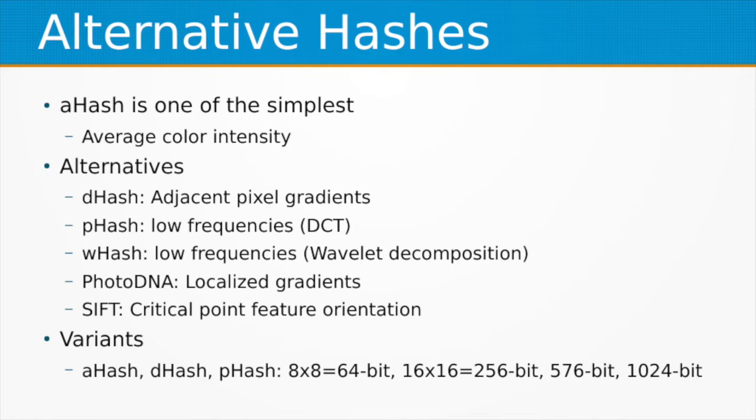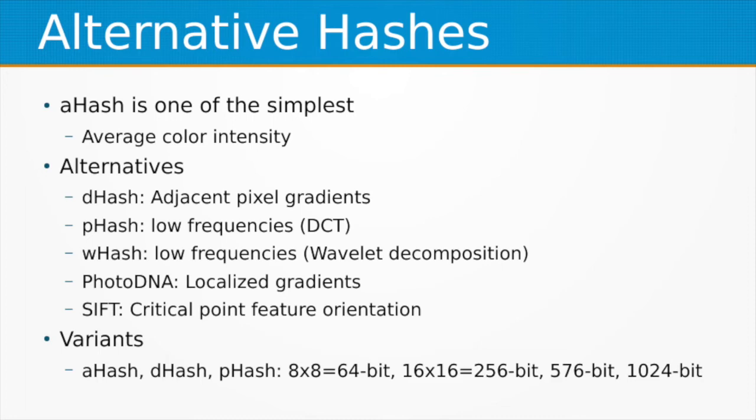However, there are lots of alternative perceptual hash algorithms. For example, D-hash focuses on adjacent pixel gradients. The black-white conversion determines whether the pixel on the left is brighter or darker than the pixel on the right. With pictures, low frequencies determine structure and high frequencies provide details. P-hash and W-hash focus on the lowest frequencies in an image. Most perceptual hash algorithms are applied globally, evaluating the entire image. PhotoDNA focuses on local gradients in an overlapping grid. Another option uses scale-invariant feature transforms, or SIFT, to identify and align critical points.